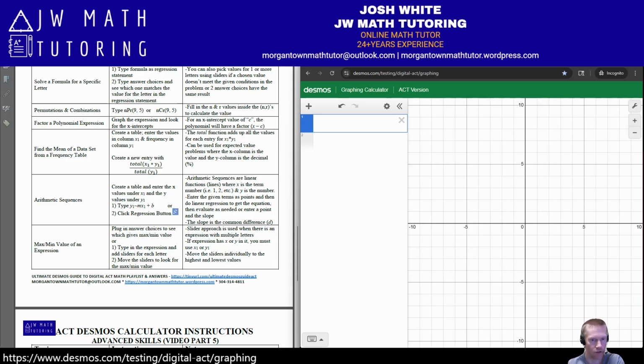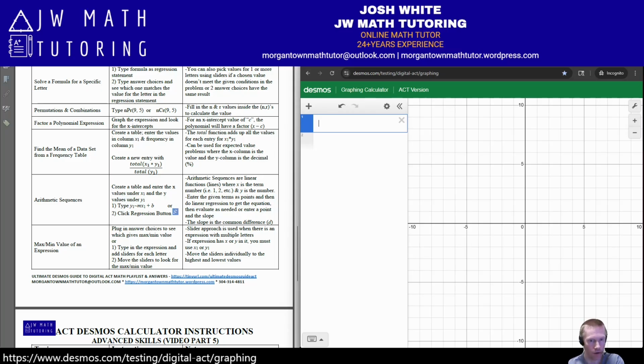Essentially, to solve that type of problem, you are going to type in the original expression, add the sliders for each letter, and then move the sliders around and see, okay, when I move this to the right, when I make this bigger, does the expression get bigger or smaller? Then, based on what the problem's asking for, you're either going to move it all the way to the right or all the way to the left. You do that until you figure out what gives you either the highest or lowest value.